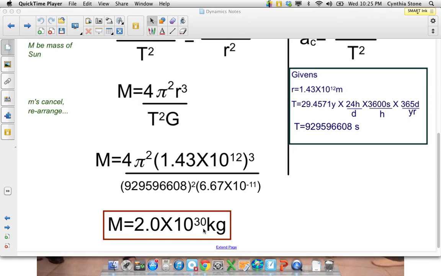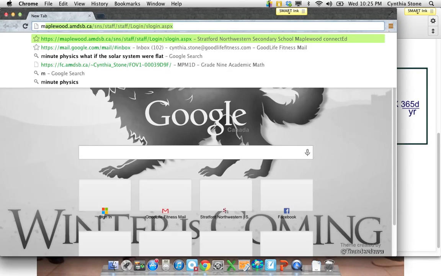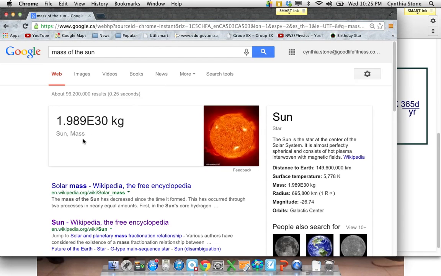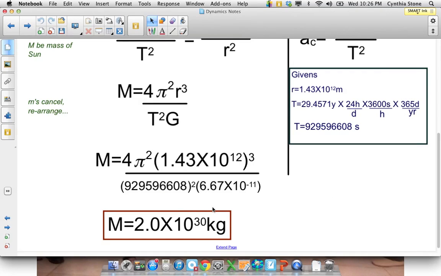Hard to tell if that's a good answer. I know from just experience the mass of the Sun, but let's Google it and see if that's actually a good answer for the mass of the Sun. And you see it'll just come up here. So it says 1.99 times 10 to the 30th. So obviously, with a little bit of rounding error, we got the right answer. So check mark, that question is done. And now you're all set to do your black hole question on your assignment.